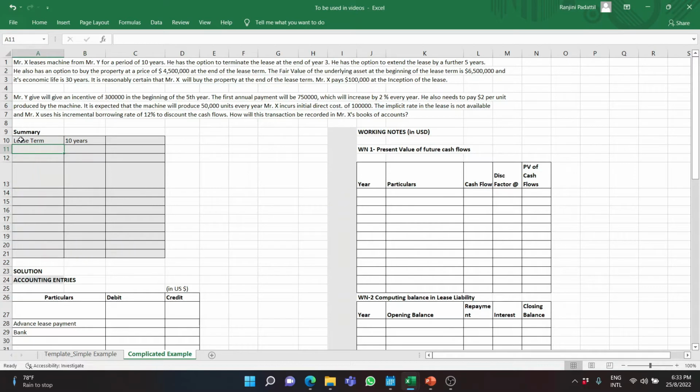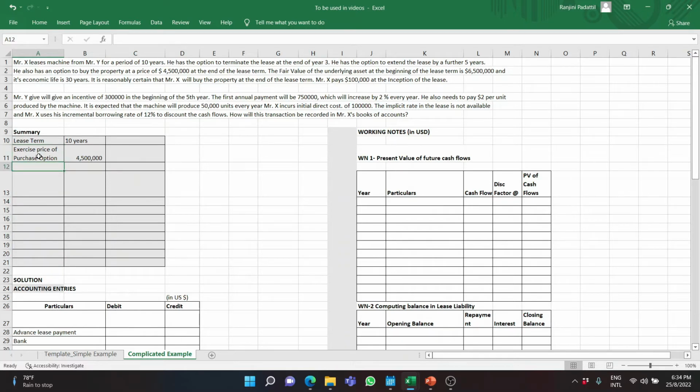He has an option to buy the property at a price of $4.5 million. The fair value of the underlying asset at the beginning of the lease term is $6.5 million. The economic life is 30 years. It is reasonably certain that he will buy the property at the end of the lease term, which means the exercise price of the purchase option needs to be added to the present value of the lease liability. Mr. X pays $100,000 at the inception of the lease. Please remember that we record the lease in the books of account only on the commencement of the lease. Since this has happened at the inception of the lease, this is definitely an advance lease payment.